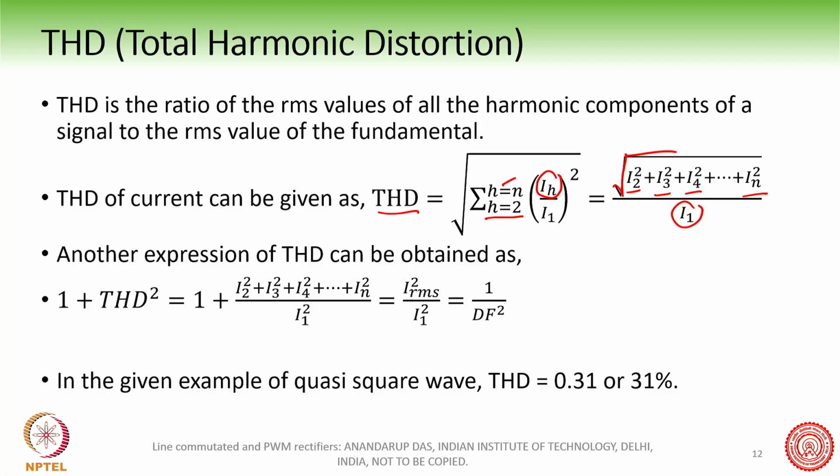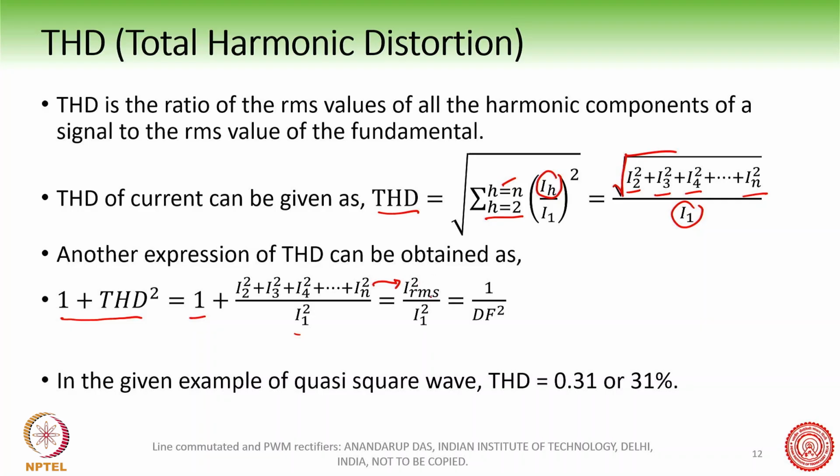This is the definition of the total harmonic distortion, or THD. Therefore we can say that 1 plus THD square, using this equation, is 1 plus this value divided by I1 square. Now you can see that the numerator becomes I RMS square, because I RMS square is nothing but I1 square plus I2 square plus I3 square up to In square.